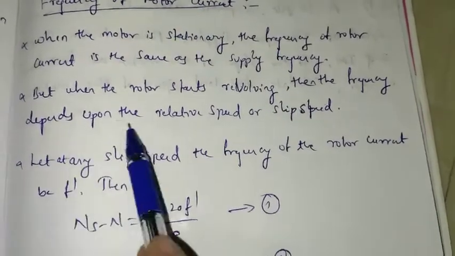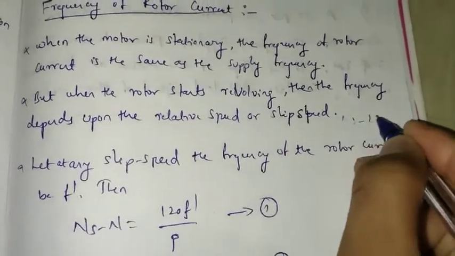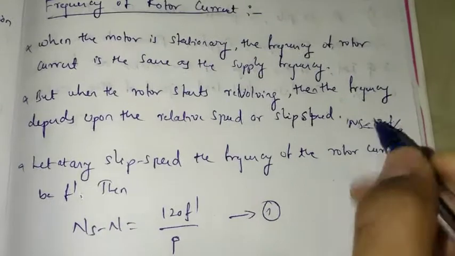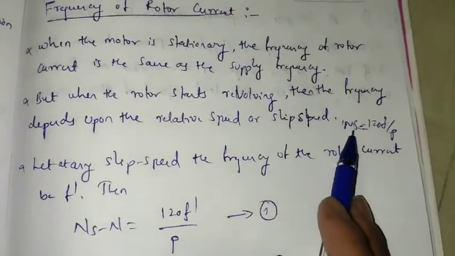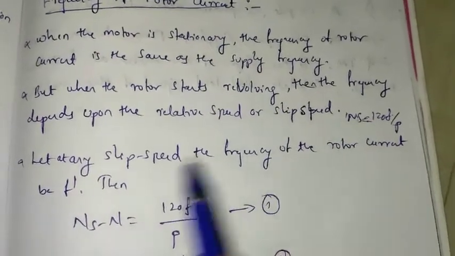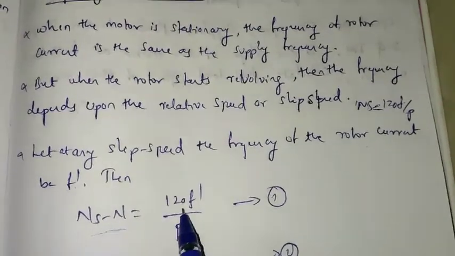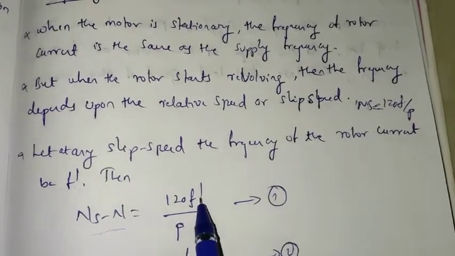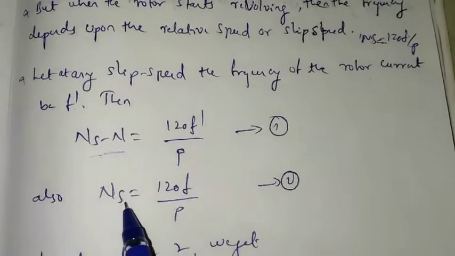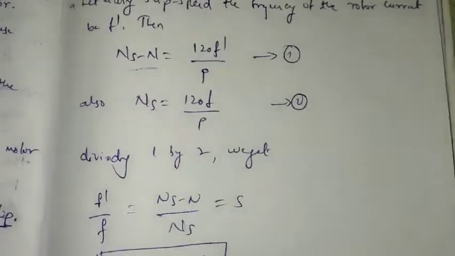the frequency depends upon the relative speed or slip speed, because we know the equation Ns equals 120 f by P. So the frequency is directly proportional to the synchronous speed. Let us consider that at any slip speed the frequency of the rotor will be f dash. Then the slip speed Ns minus N is equal to 120 f dash by P, which is the actual equation with f dash as the rotor frequency. And we already know that the synchronous speed Ns is equal to 120 f by P. So take the ratio of these two equations.